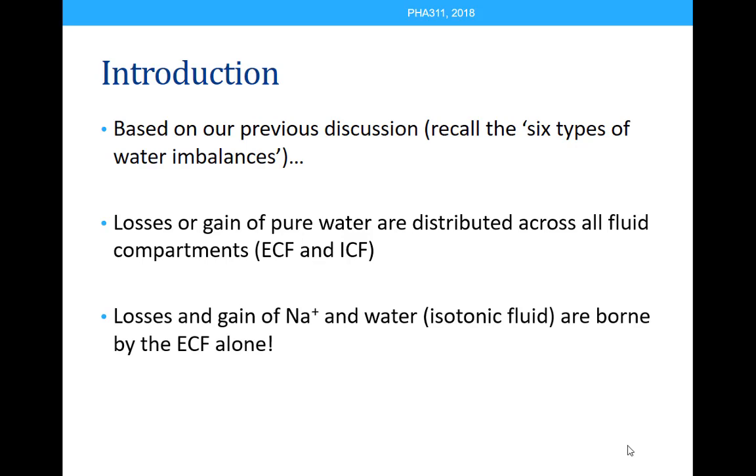Okay. But if you lose or gain sodium and water, which is isotonic, so equal amounts of both sodium and water, if you lose or gain, the only thing that happens is to the ECF alone. So if you take isotonic fluid, it will add up to the ECF volume. It will not move into the cells. Only your ECF compartment will become larger. If you lose isotonic solution, your ECF compartment will shrink. Water inside the cells will remain there. There will be no movement of water between ECF and ICF. So these two are important points to remember from last week's discussion.